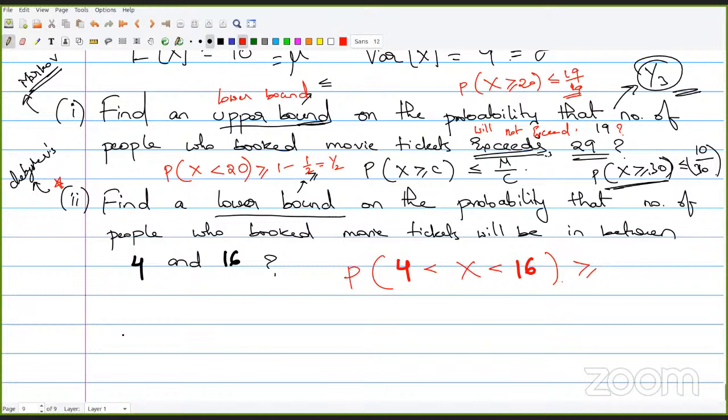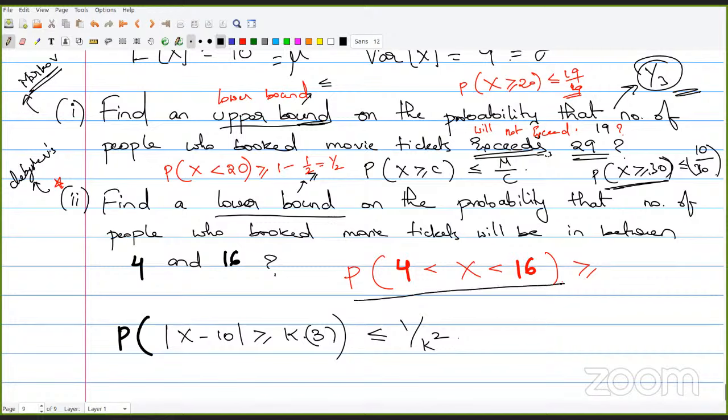Correct? What we know from Chebyshev's inequality is that the probability that mod x minus 10 is greater than or equal to k times sigma, which is 3, right? We have given variance as 9, so sigma will be 3. This will be less than or equal to 1 upon k square. But we require the probability that x is in between 4 and 16.